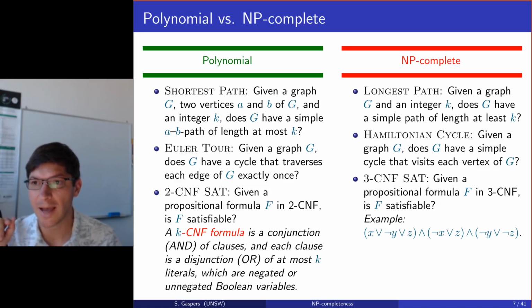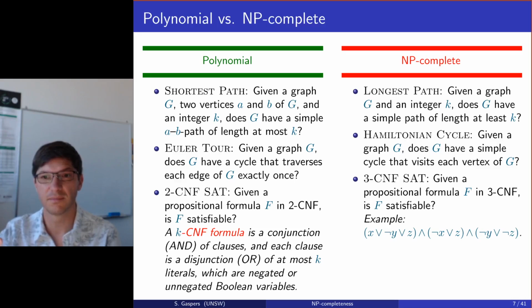On the other hand, we have the Hamiltonian cycle, which is: given a graph G, does G have a simple cycle, so one that doesn't intersect itself, that visits each vertex of G? Since it doesn't intersect itself, it needs to visit each vertex of G exactly once. So these problem statements are quite similar, but one of them has a polynomial time algorithm, and the other problem is NP-complete.